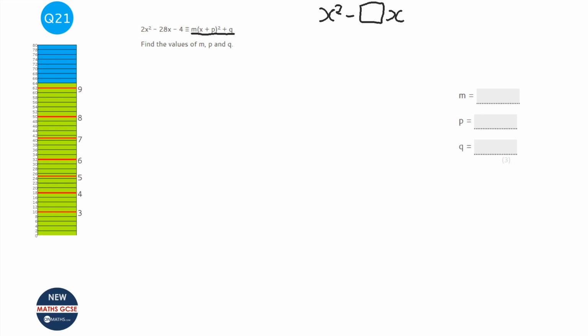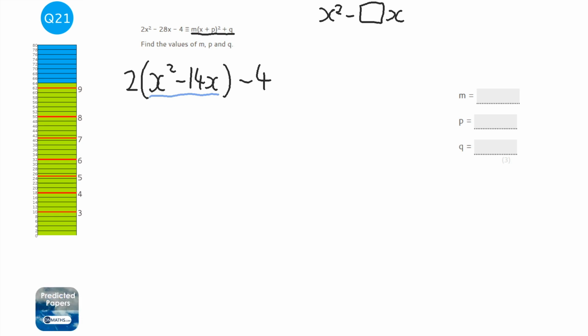So what we need to do is factorize the 2 out first. So 2 brackets x squared minus 14x. And then I'm just going to add the minus 4 at the end. You could also factorize out the 4 as well, but I'm just going to leave that alone because I'll deal with that later. Now that we've got what we need to be able to complete the square, which is the x squared minus something x, we are going to complete the square.